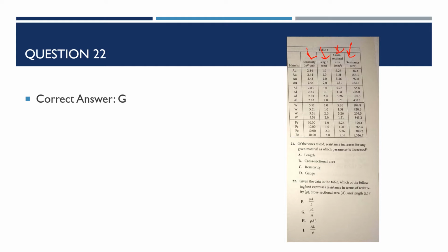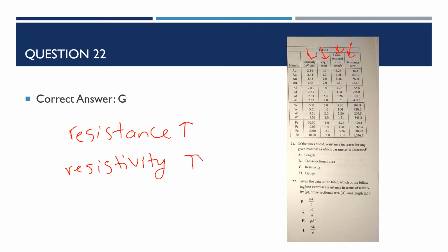So I'll say it again. And this is something you can see from the chart, but I'm just going to write it out. So resistance, so that is increasing, okay? And then that's increasing when resistivity increases. And then we also have length increase. Okay? But then it says resistance decreases as cross-sectional area increases.